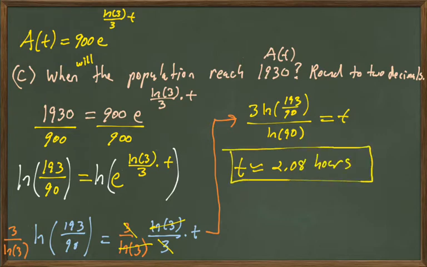In the calculator, this would be 3 ln parentheses 193 divided by 90, close parentheses, divided by the ln of, ooh, that's not right. What should that be on the bottom? It shouldn't be a 90. My computation is correct, but I wrote down the wrong number. That should be a, what should that be? That should be a 3.